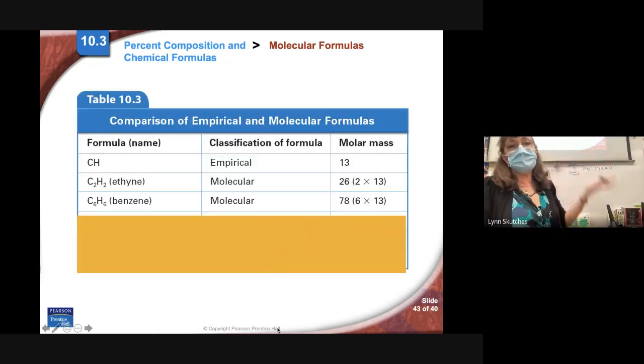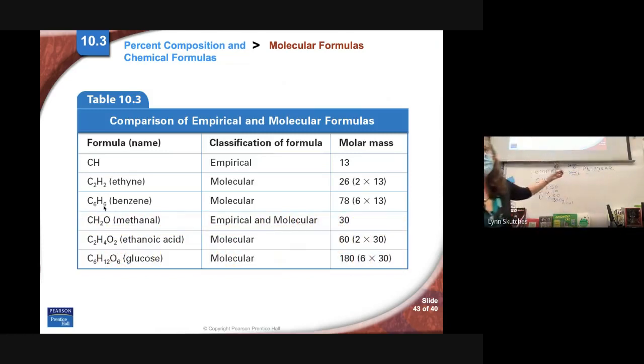So they threw in these other examples, ethine, which is what we were just looking at, and benzene. I don't know why they didn't use styrene like they did in the pictures. But if you took 26 divided by 13, you get 2. So instead of 1 and 1, the subscripts become 2 and 2. If you take 78 and divide it by 13, you get 6. So instead of 1 to 1, you get 6 to 6. It's still equal numbers of particles.